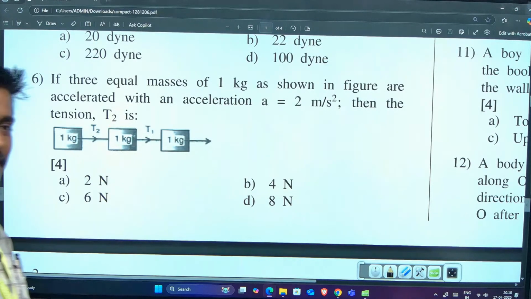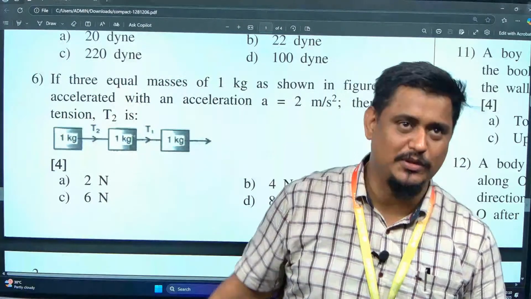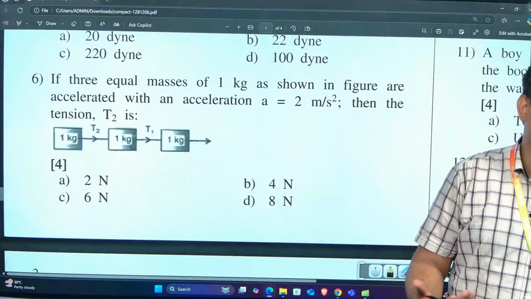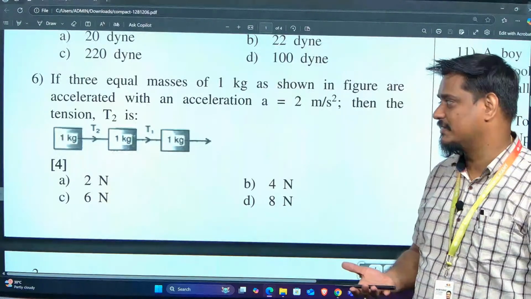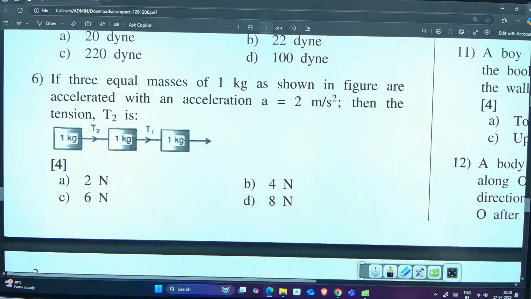Anybody else who has some other answer? 2. Agree to what they are saying. Others, do you agree with 2 or you want to say some other answer? Same, sir. Same? Okay.